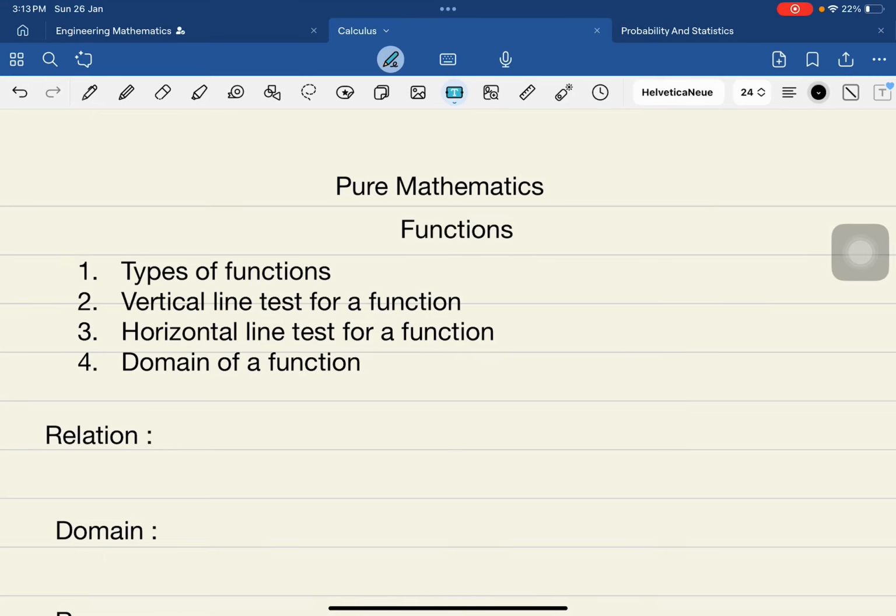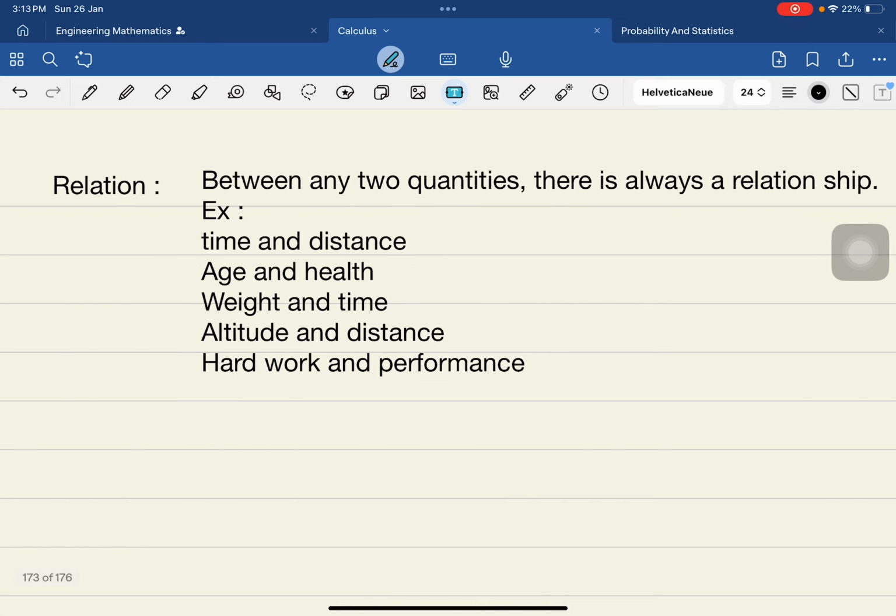In today's lecture, I am going to explain the pure mathematics course, in which the first topic is functions. To understand a function, first we have to understand a relation. What is meant by a relation? A relation is between any two quantities; there is always a relationship.